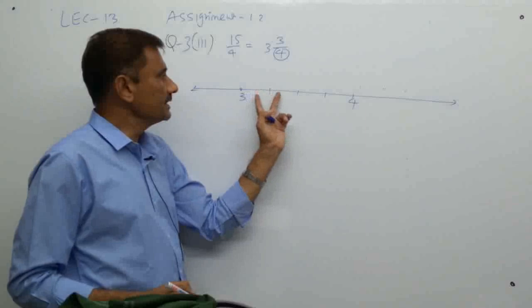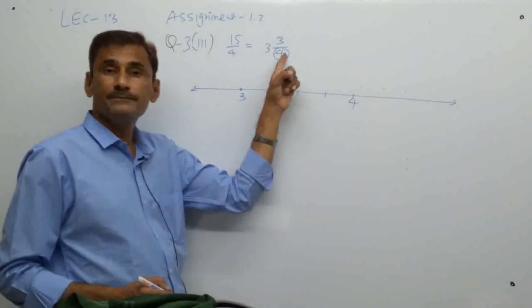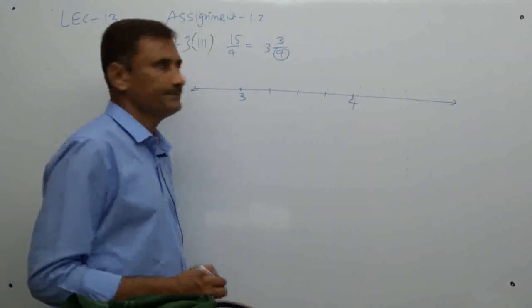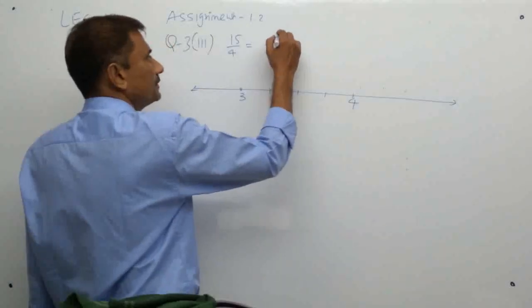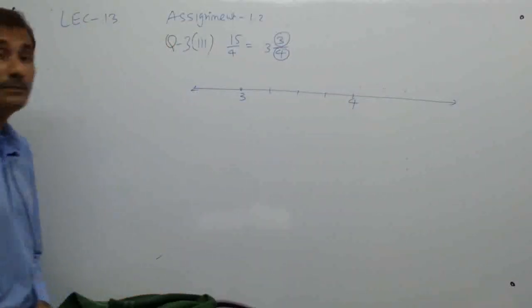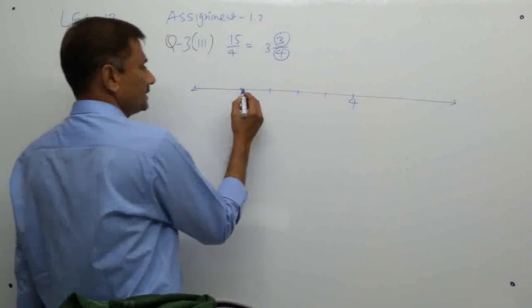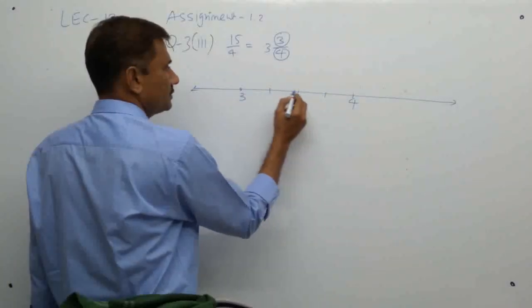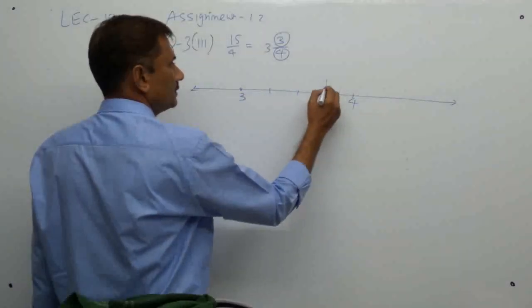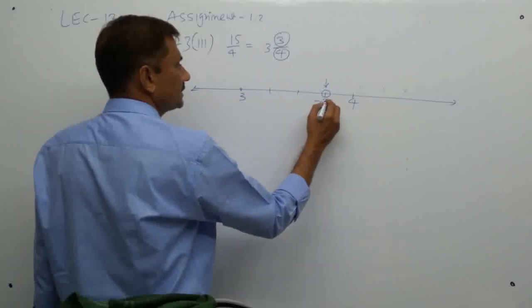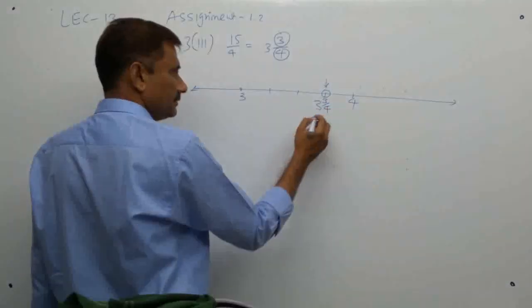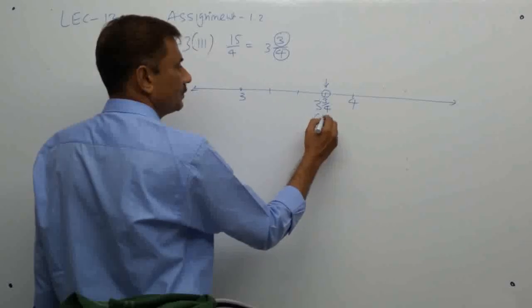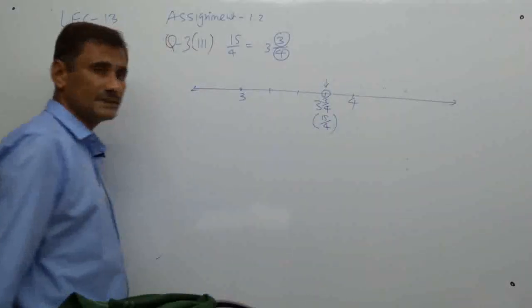So between 3 and 4, I placed it. Now the gap is divided into 4 equal parts, because the denominator is 4. Now according to this, locate the point. It is 3, so count from here 1, 2, 3. So that is 3 integer 3 by 4. Otherwise you can write 15 by 4, or both. Both are the same.